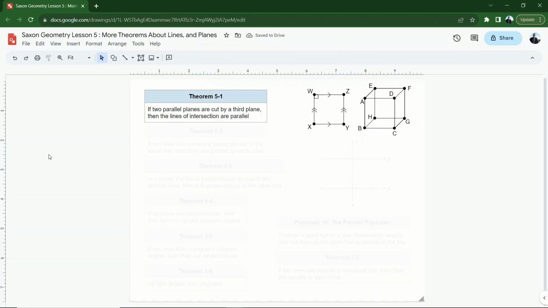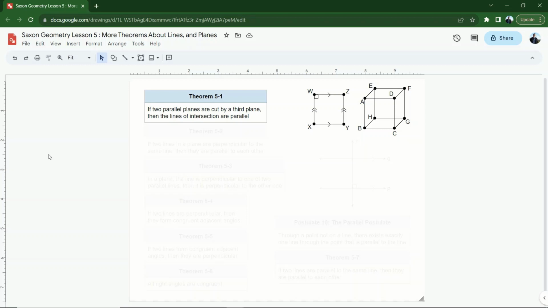And again, this is chapter 5, so the theorems are going to be numbered 5 dash something. Okay, here's 5.1. If two parallel planes are cut by a third plane, now we're looking at that cube, okay? So we see we have two parallel planes on either side of the cube. We'll look at planes ABH and CDG as our two parallel planes. And we're going to cut those by a third plane. Let's look at plane ABC, the front of the cube. If two parallel planes are cut by a third plane, then the lines of intersection are parallel.